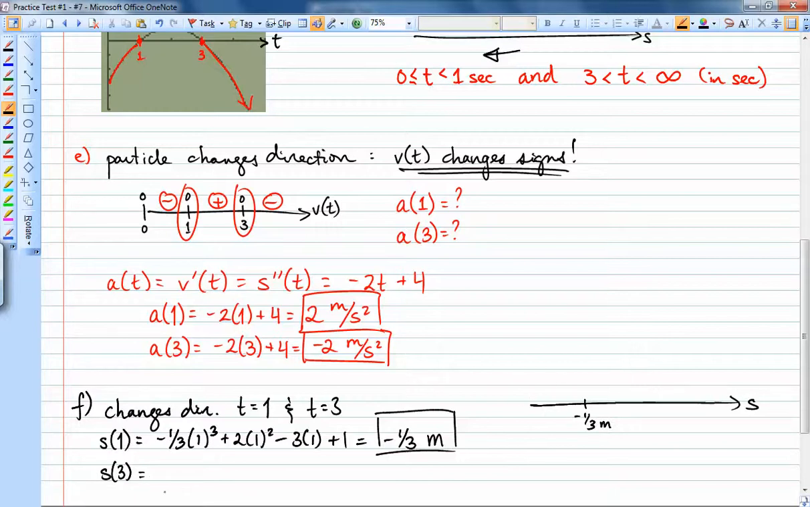And then at t equals 3, S is negative 1/3 times 3 cubed, plus 2 times 3 squared, minus 3 times 3, plus 1. And that comes out to be 1 meter even. So right here, this is at t equals 1. And let's see, at 3 seconds, it's at 1 meter. So let's put that about here, 1 meter. That's at t equals 3 seconds.